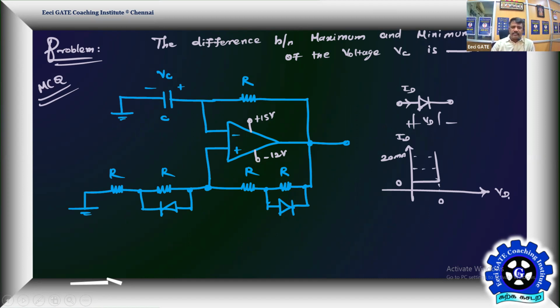So there is a capacitor in the circuit and he's asking the difference between the maximum and minimum value of the voltage VC, the capacitor voltage only. And you remember the circuit, it is an astable multivibrator. And you know the capacitor is going to charge only between the UTP and LTP. So if you bring that idea into play, the problem is getting over instantly.